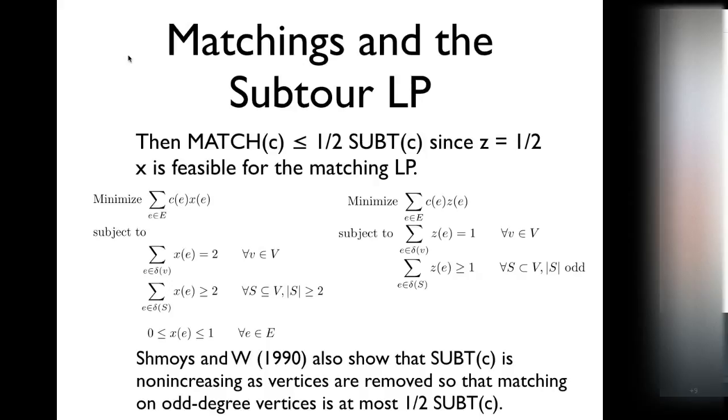Now I need one more idea, which is just to note that the Subtour LP is non-increasing as I remove vertices from that set. So if I think about the Subtour LP on just the odd degree vertices from the spanning tree, the min cost perfect matching on that is at most half the cost of the original Subtour. Okay, so this is one ingredient of the proof. We've shown that the cost of matching the odd degree vertices is at most half the Subtour LP.